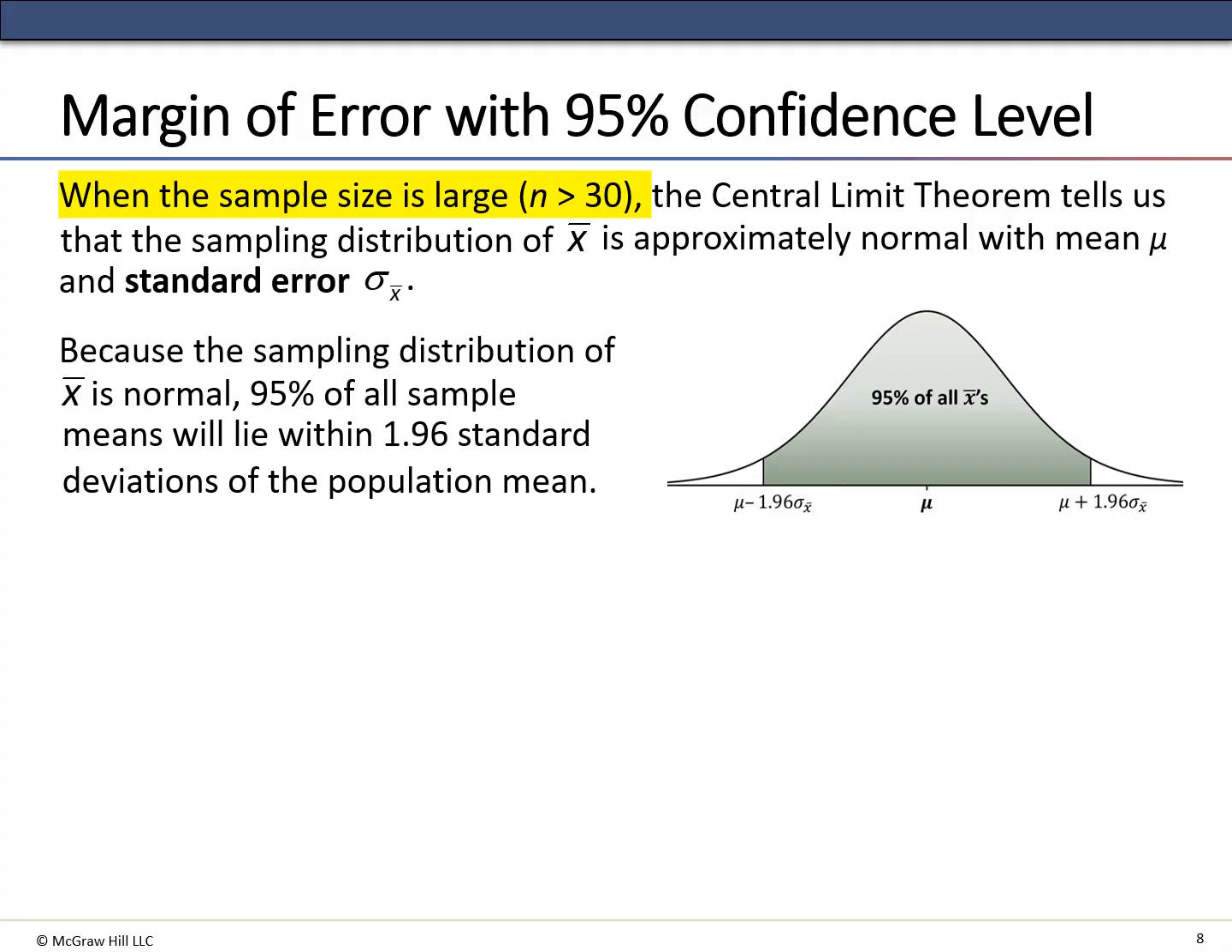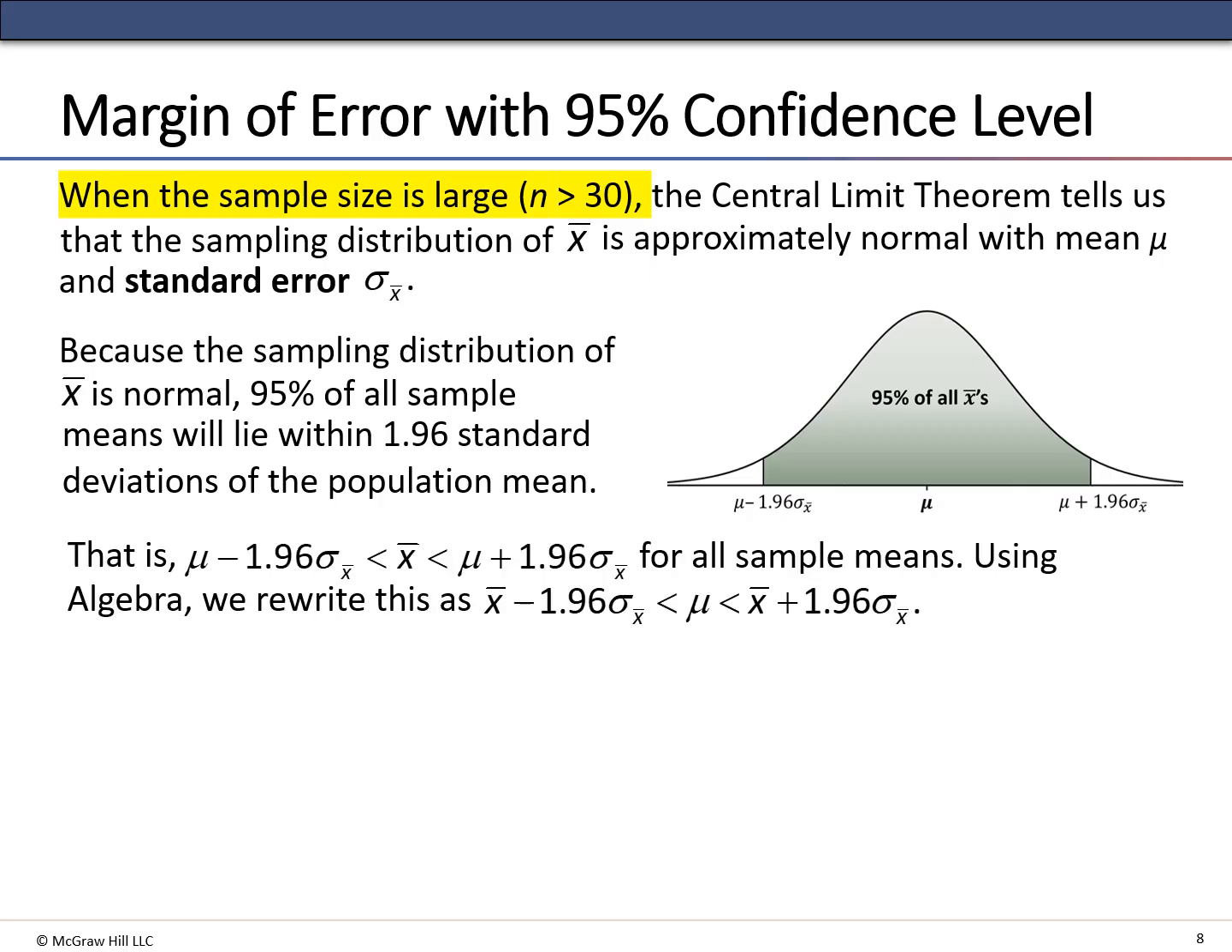Because the sampling distribution of x bar is normal, 95% of all sample means will lie within 1.96 standard deviations of the population mean. So this is how we will take that point estimate and make sure that we're 95% confident that our population mean is in that range or interval. That is, mu plus or minus 1.96 times the standard deviation is the interval for all sample means.